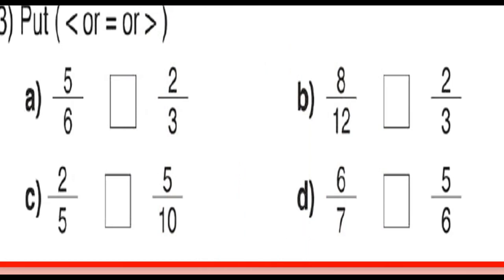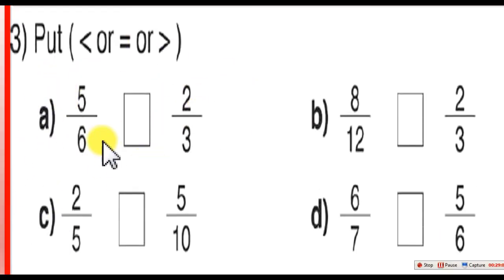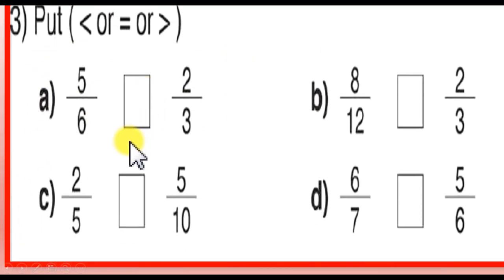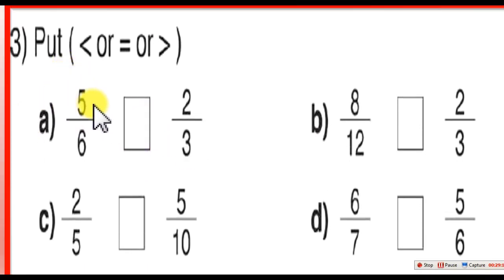Now put less than, equal to, or greater than. We can use an easy method. We have two methods. You can multiply 5 by 3 and 6 by 2, then compare. Or you can get the LCM for the denominators. Try to multiply 3 by 5 equals 15 and write 15 here. 6 times 2 equals 12, write 12 here. 15 is, well done, greater than 12.